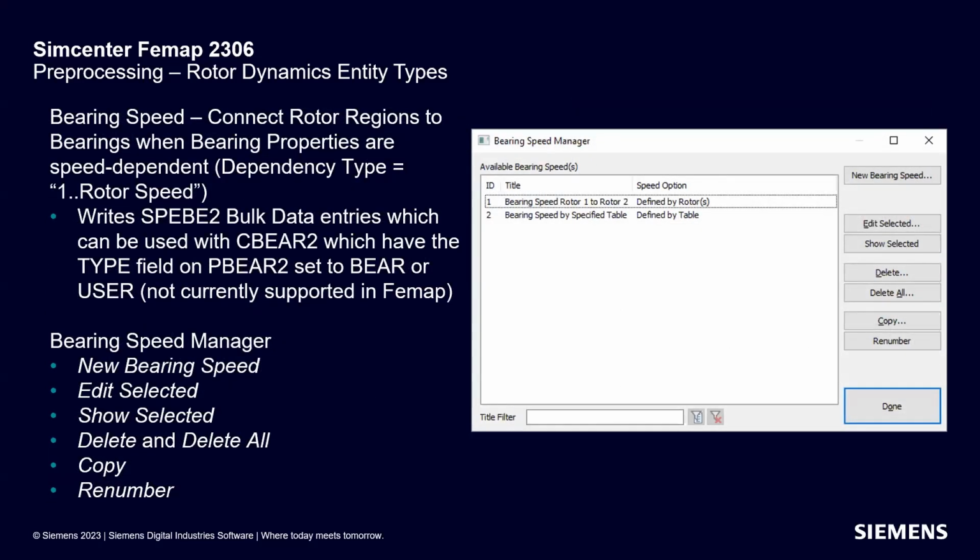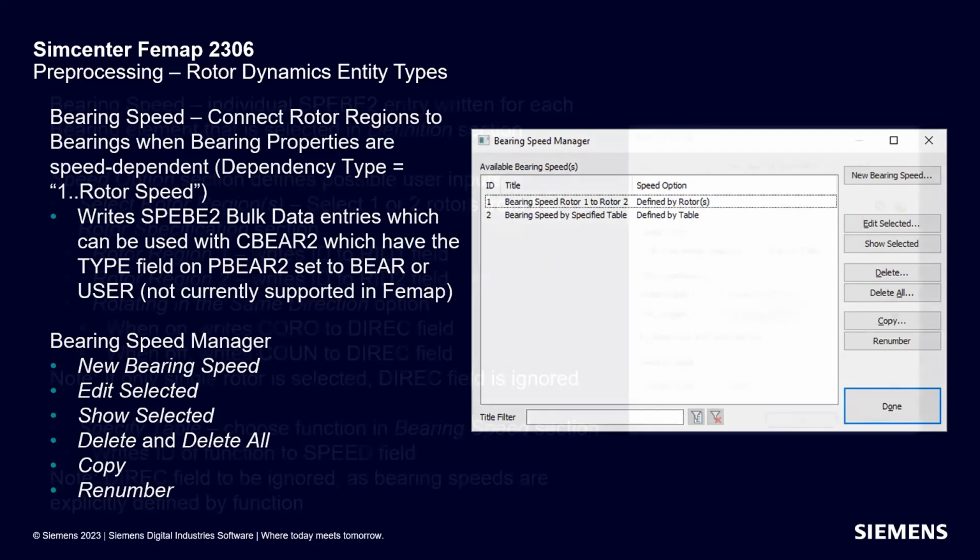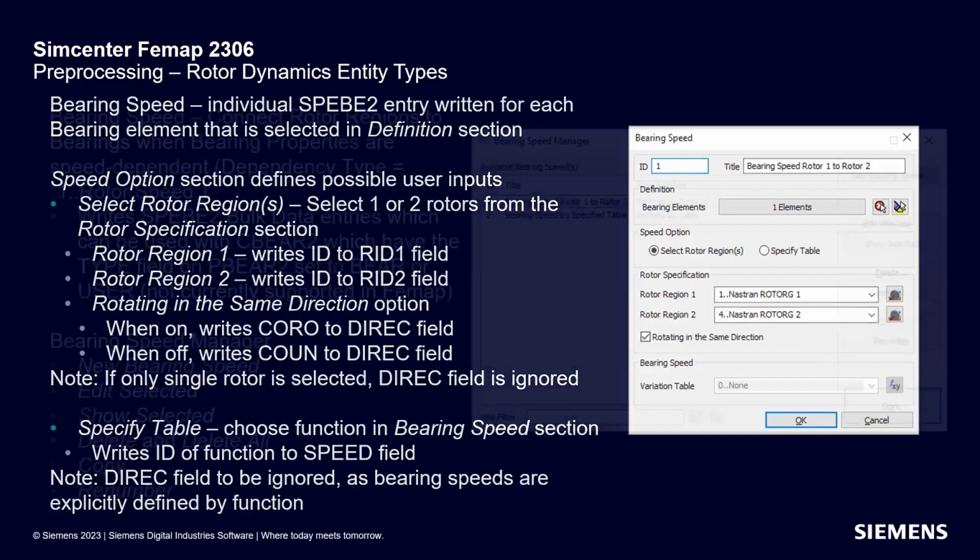You can also specify a bearing speed. This is for when the dependency type of the bearing is set to rotor speed. Again, it writes those particular bulk data entries, which can be used with the CBEAR and the PBEAR type. Again, you can create a new one, edit, show, delete all, copy, and renumber these bearing speeds.